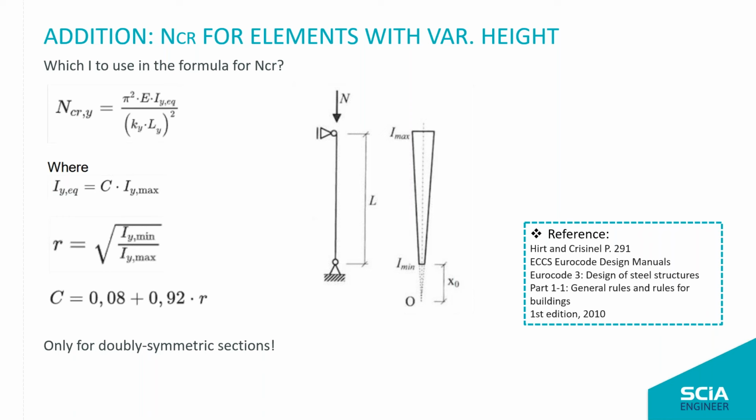Now for this, we refer to the Hirt and Clisnell methods from ECCS, where they find some way to interpolate between the minimum and maximum inertia of the section, but this formula only works for doubly symmetric sections. For other sections, we actually don't have a solution. So currently, it will use the inertia at each section of the beam for the check at that very section, unfortunately.